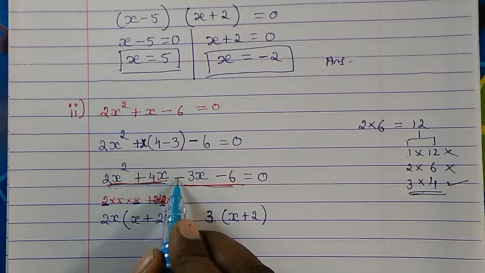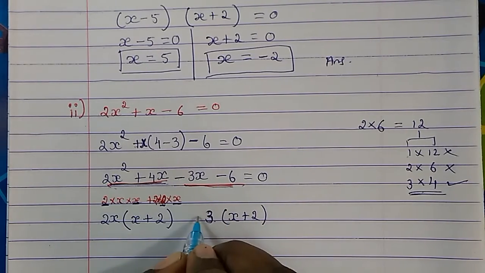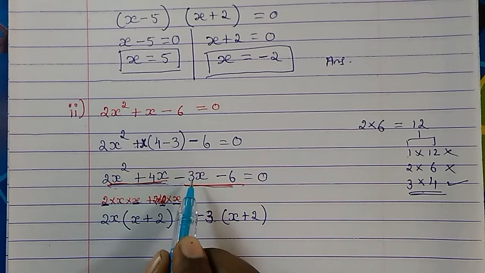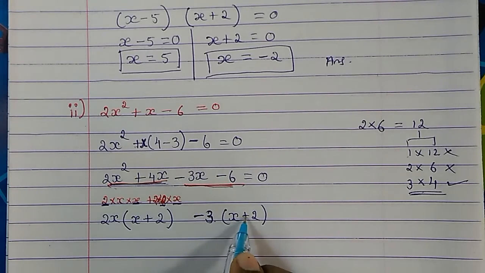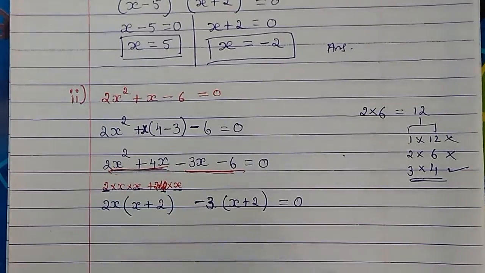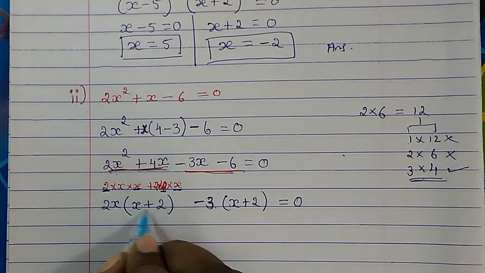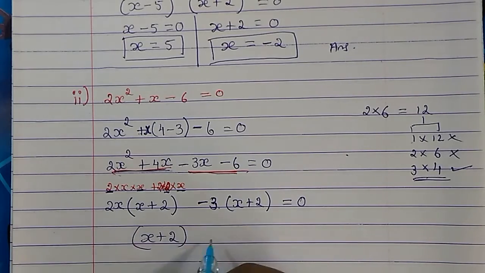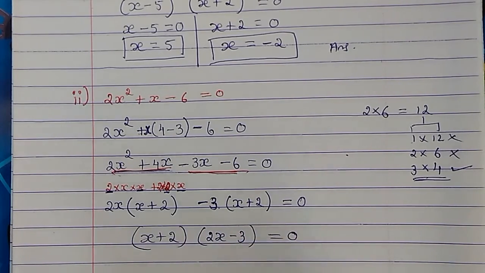But here minus is there, here also minus is there. What I will do? Put minus sign here. So what happened now? Minus 3 into x will give me minus 3x. Minus into plus will give me minus. Then 3 into 2s are 6. You see, now balanced. So equal to 0. So that's how we have to write down. Okay. So now what is common we have? Here also x plus 2, here also x plus 2. So x plus 2 in common will write down. Then next what is left? 2x minus 3 is left, equal to 0.